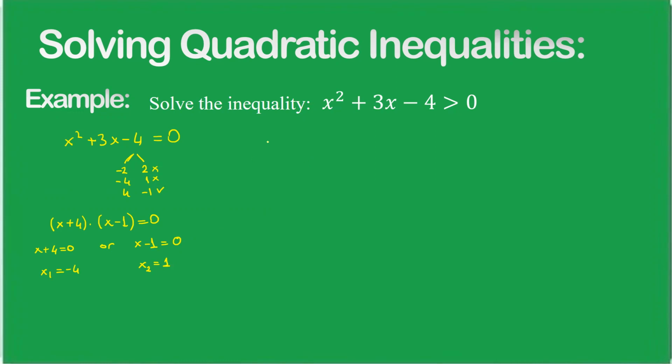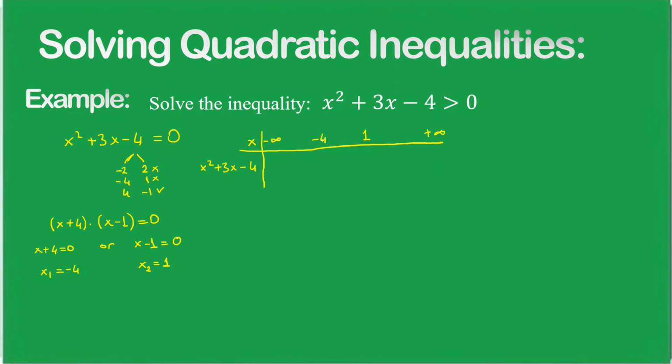And the next step is drawing a sign chart. Okay, this part represents values of x from minus infinity, and we're writing the critical points respectively. Minus 4 is first, 1 is second, and here plus infinity. And here we are writing the expression, the polynomial x squared plus 3x minus 4.